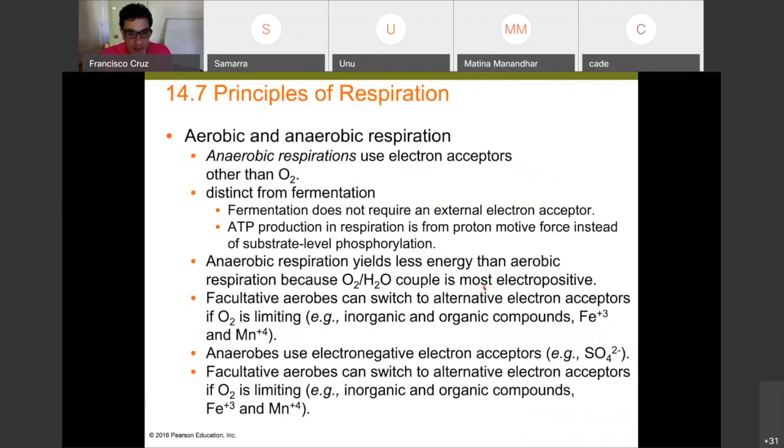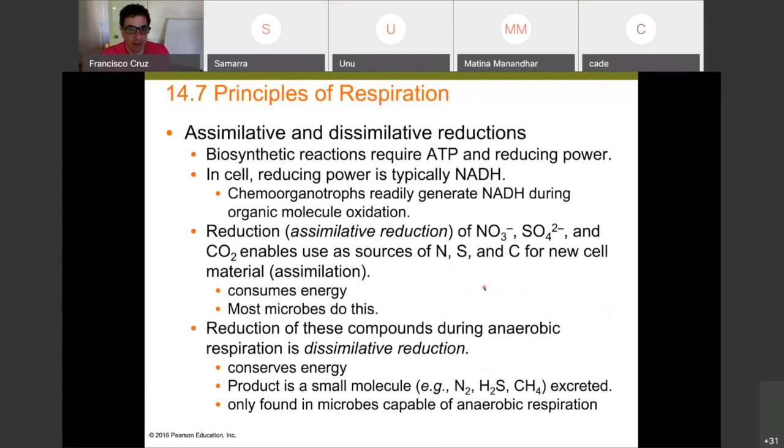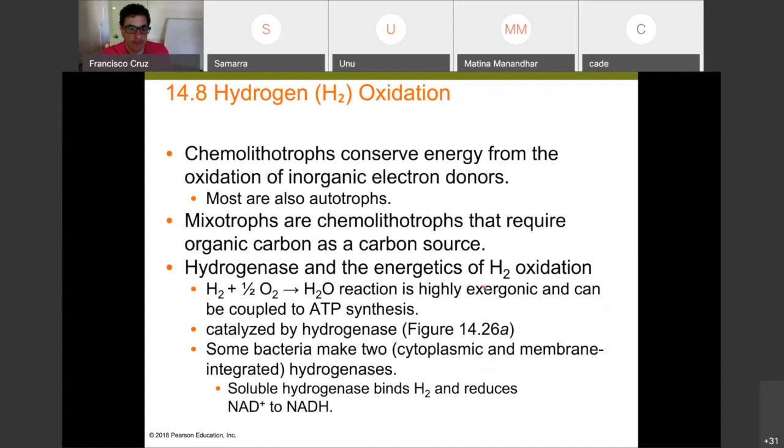You guys know about aerobic and anaerobic respiration. And so this slide just basically is a summary of everything I just said. You'll have to read it. It reads more technically, but that's basically all this stuff is. Lithotrophs conserve energy from oxidation of inorganic molecules. I just went over all this, hydrogenase and energetics of H2 oxidation.